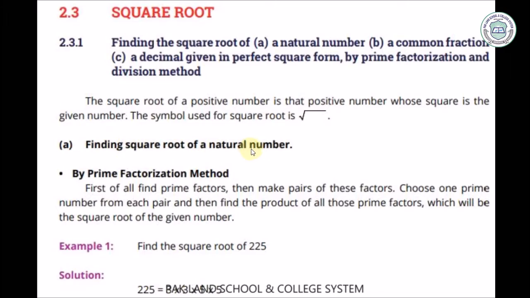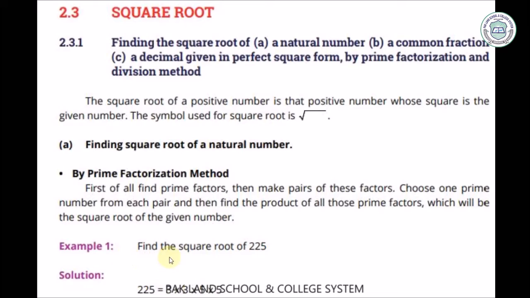Finding the square root of a natural number by prime factorization method. First of all, find the prime factors, then make pairs of these factors. Choose one prime number from each pair and then find the product of all those prime factors, which will be the square root of the given number.